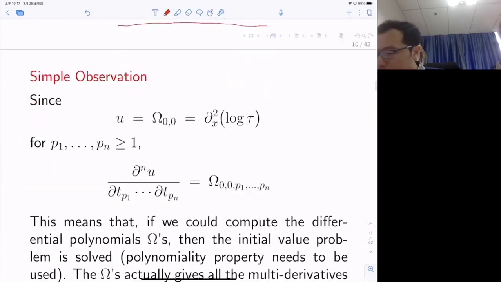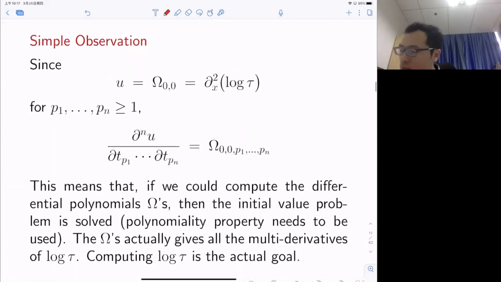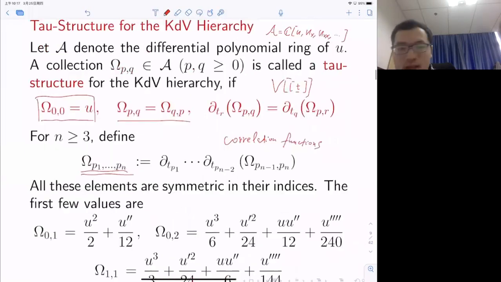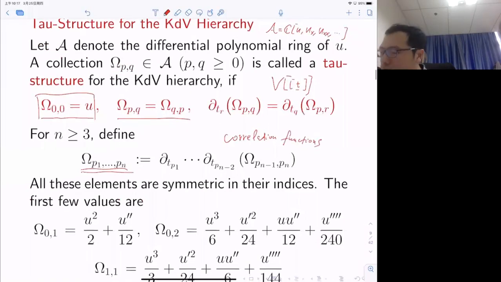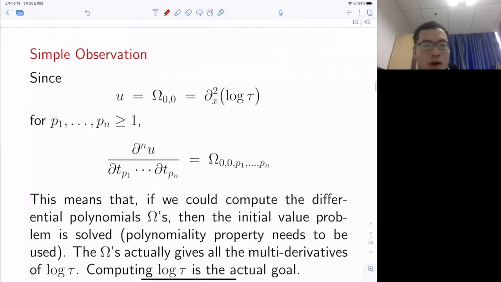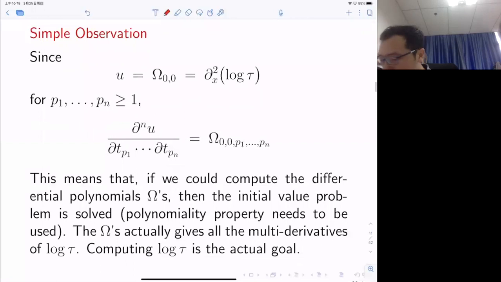Okay, and the next observation is very simple. Since by definition omega 00 is u, this is our familiar u equals dx squared log tau. And then the multi-derivatives of u, according to our notation, is just omega 00 and p1 to pn. And this means that if we could compute all the differential polynomials omega, then the initial value problem is solved, right?